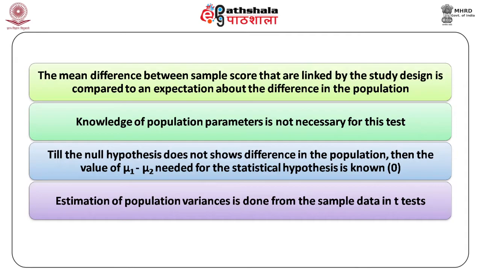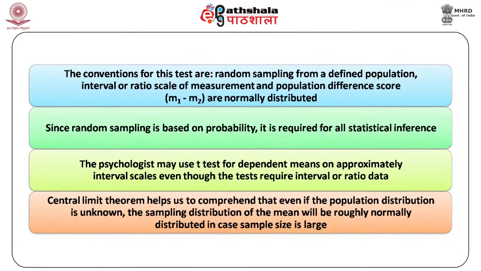If the null hypothesis does not show a difference in the population, then the value of mu1 minus mu2 needed for the statistical hypothesis is known, 0. Estimation of population variances is done from the sample data in t-tests. Testing of hypothesis can be done by meeting the given set of conventions.